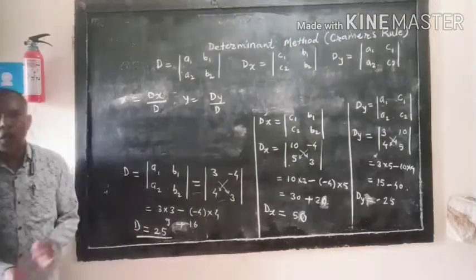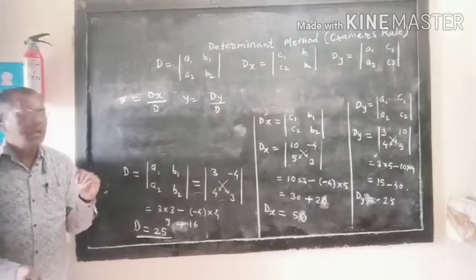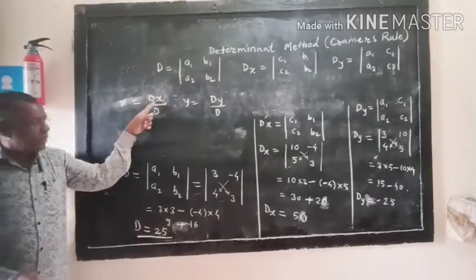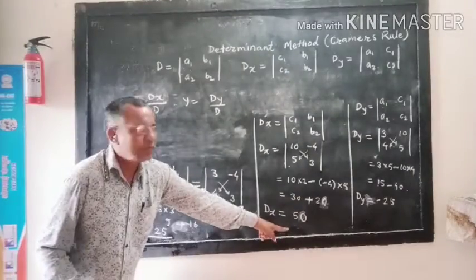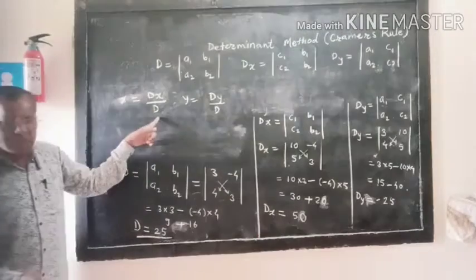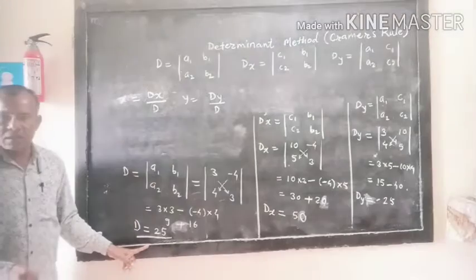We have all these things here. D of x, what is the value of D of x? D of x is 50 here. D, what is the value of D? D is here 25.